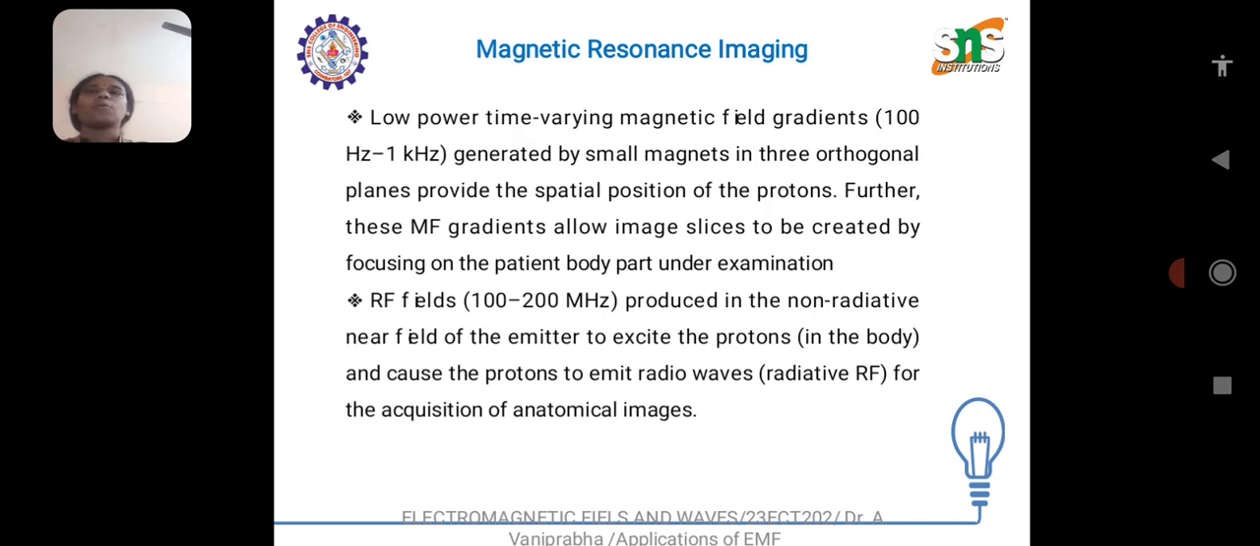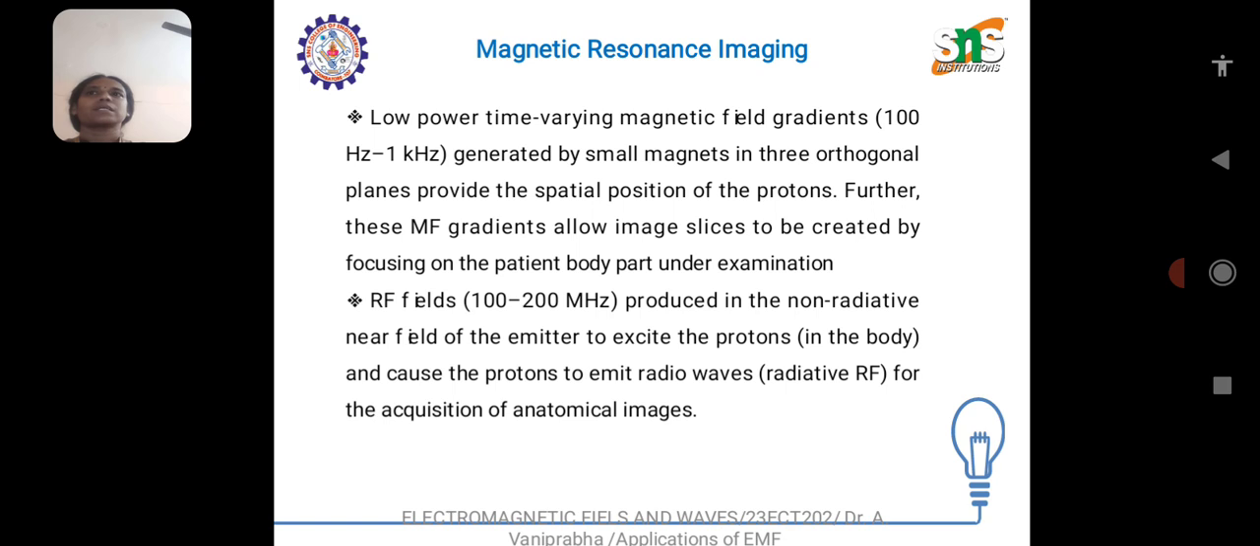In MRI, low power time varying magnetic field gradients, whose frequency ranges between 100 Hz to 1 kHz, generated by small magnets in three orthogonal planes, provide the spatial position of the protons. Further, these MF gradients allow image slices to be created by focusing on the patient body part under examination.